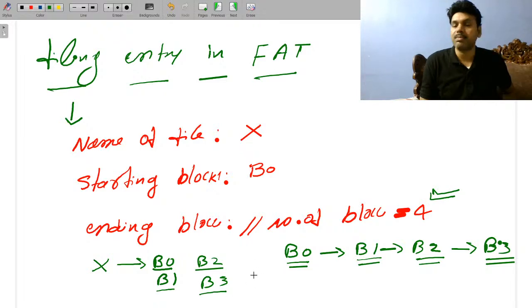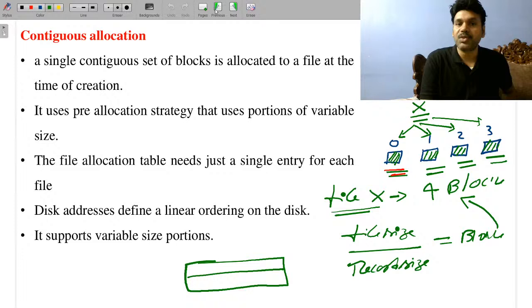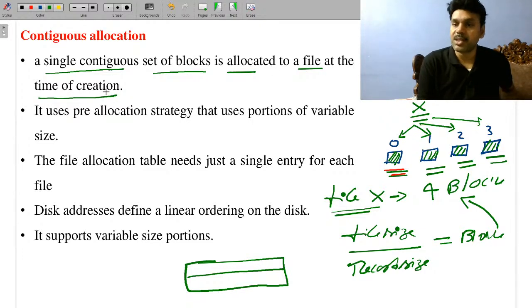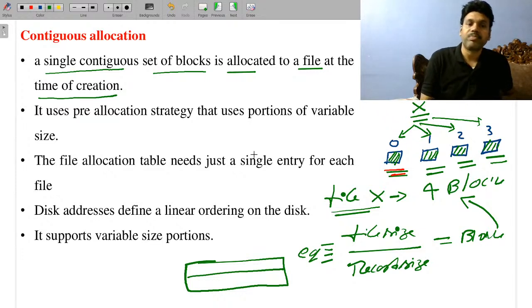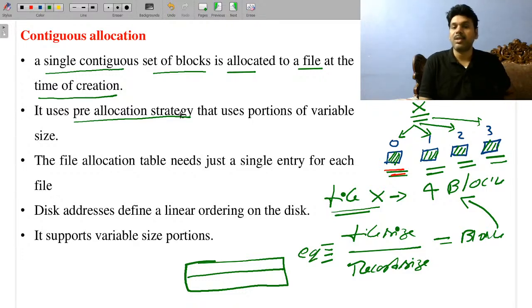This is very important. These are the few pieces of information you are supposed to know. There is a need for a single contiguous set of blocks allocated to this file at the time of creation. It will ask you the name of your file, the starting block for your file, and how many blocks you require to store this information. I already said to use this equation. This equation will tell you how many blocks your file requires. So it requires a pre-allocation strategy. Why pre-allocation strategy? Before allocation of your data, it checks whether all your blocks are freely available or not. So in your file allocation table, you are supposed to record an entry.